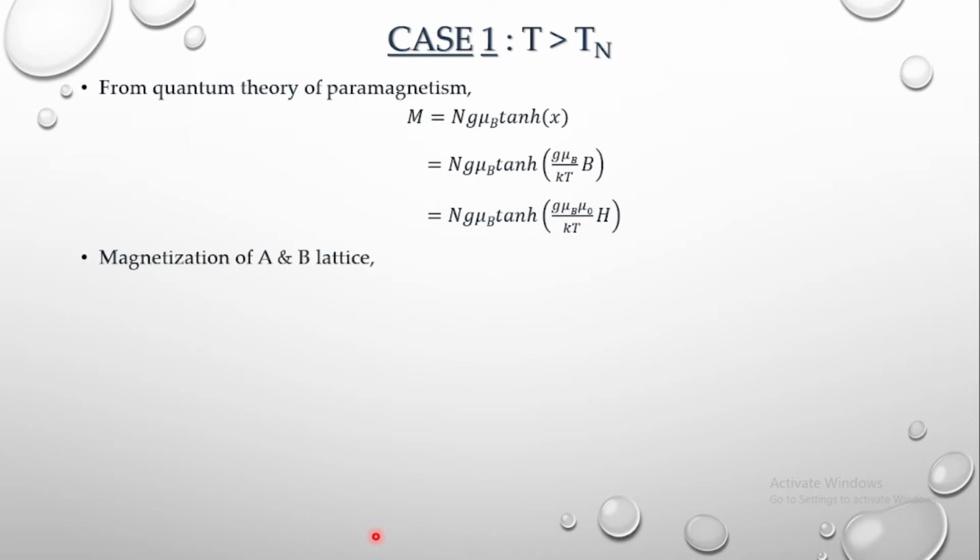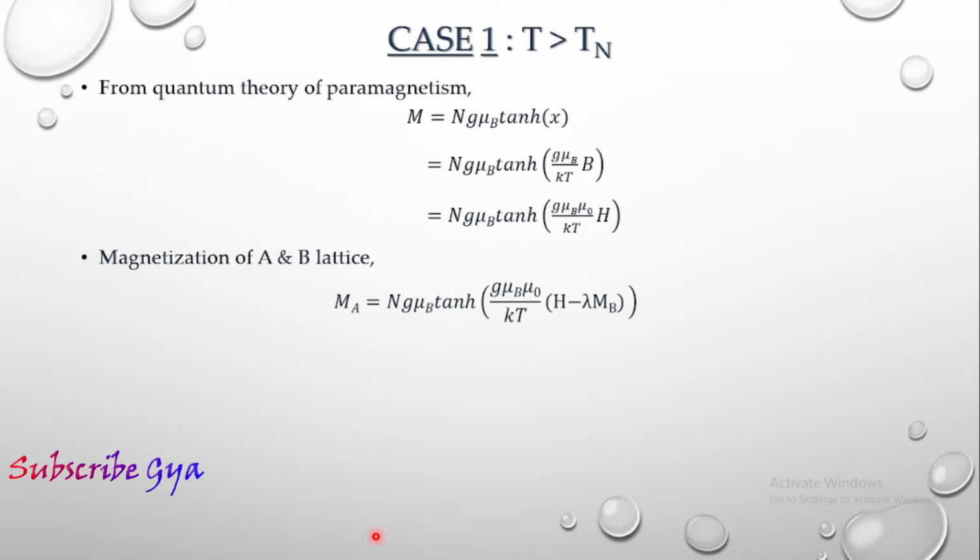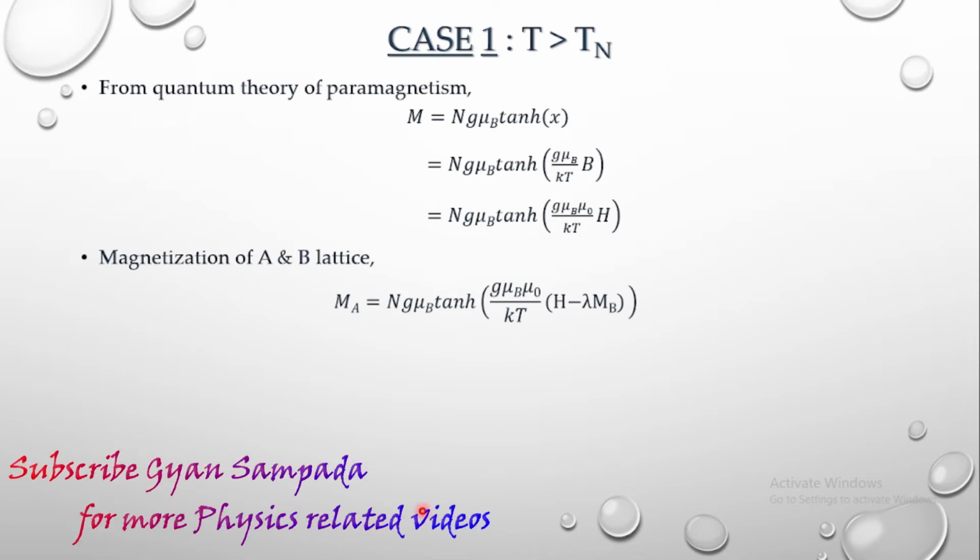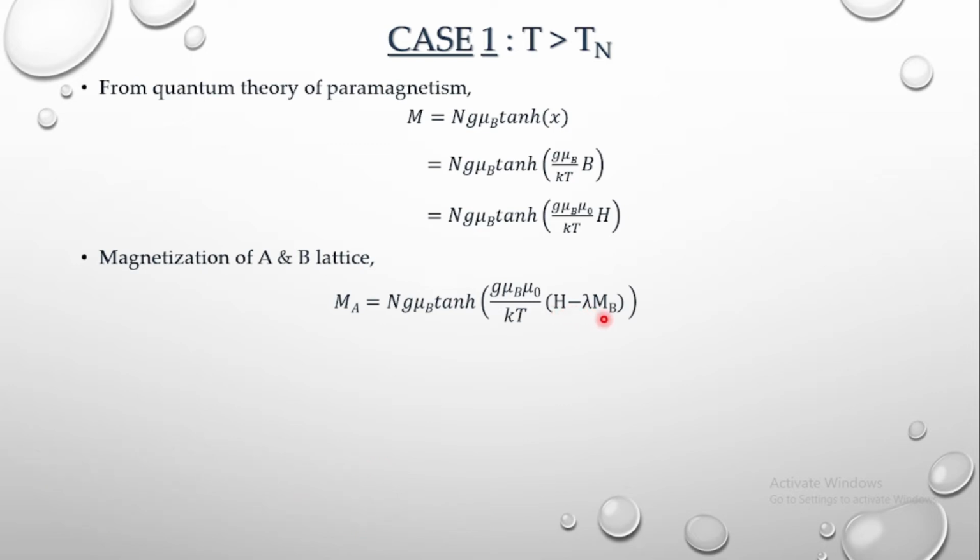So the magnetization of lattice A and B, or the sublattices, will be MA equals N g mu B tanh of g mu B mu naught by kT, which remains as it is. Instead of H we have HA and HB, and in place of HA we have substituted H minus lambda MB from equation number 1. Similarly MB will have HB here, where we have substituted H minus lambda MA, again from equation number 1. Let us call it the set of equation number 2, which gives the magnetization of the two sublattices.